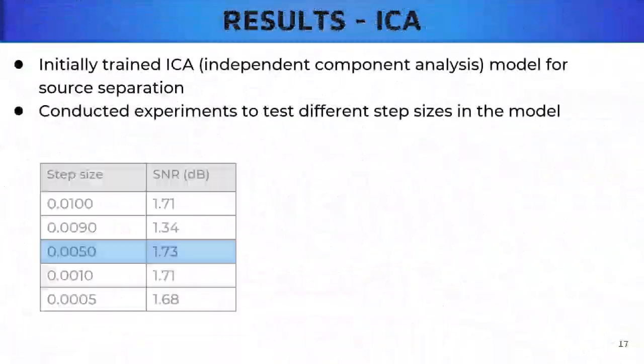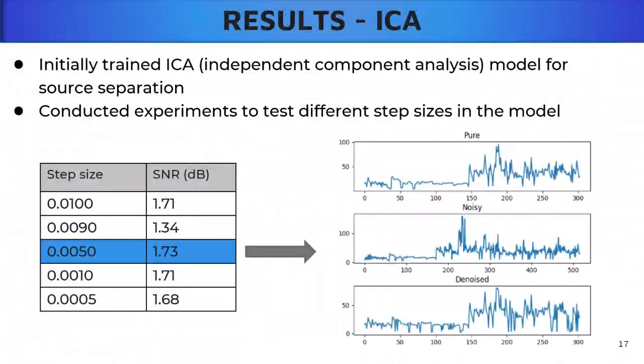We initially trained the ICA model for source separation, and experiments were conducted using different step sizes for the model. There we achieved an SNR value of 1.73 for step size 0.005, but clearly the SNR value is below the threshold value for quality source separation.